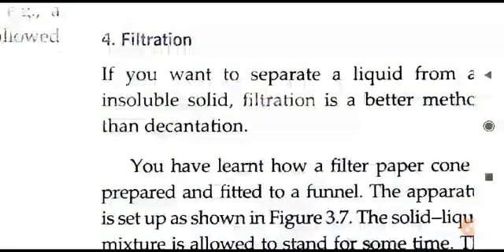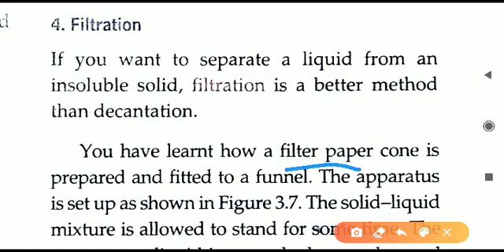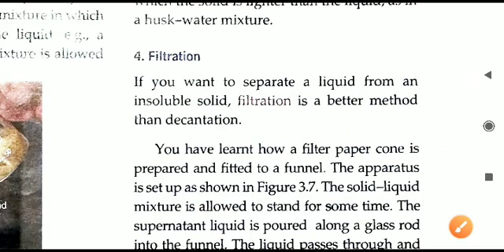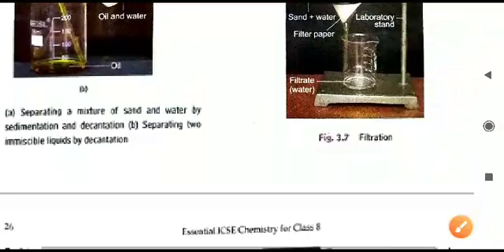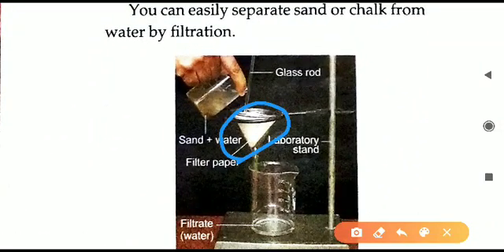Next now, filtration. In filtration, normal filter paper is used. How to make a filter paper is given in the figure here. Figure 3.7 you can see. This is a cone of filter paper. We have to fold the filter paper into different folds, and using that we can make a cone, and then the mixture which has to be filtered is poured in this.